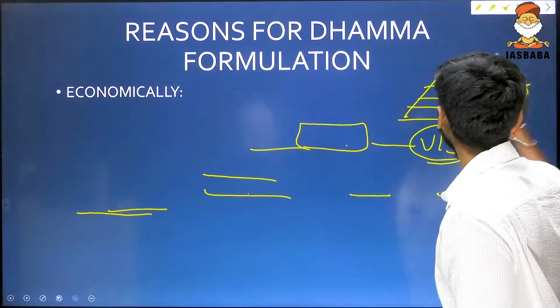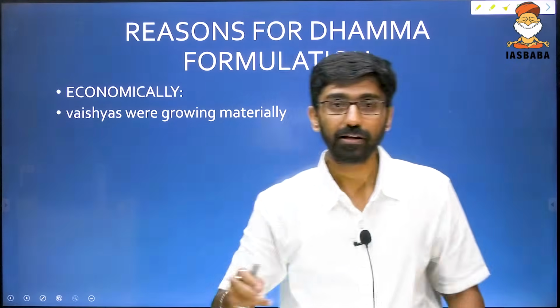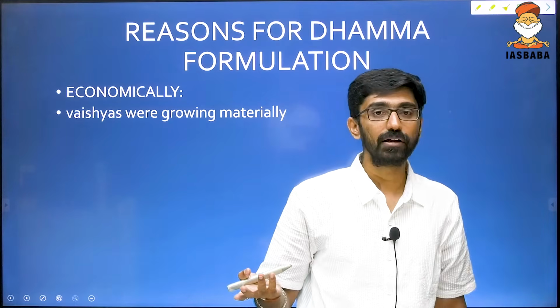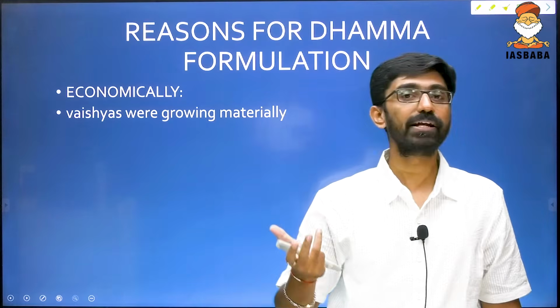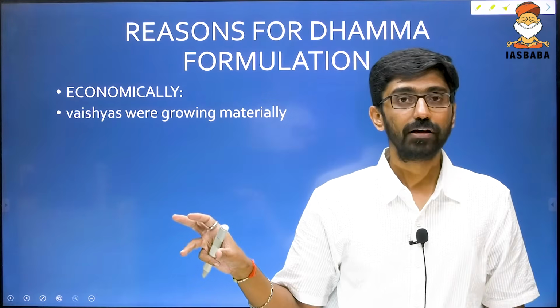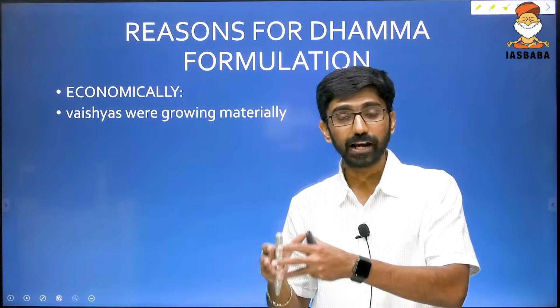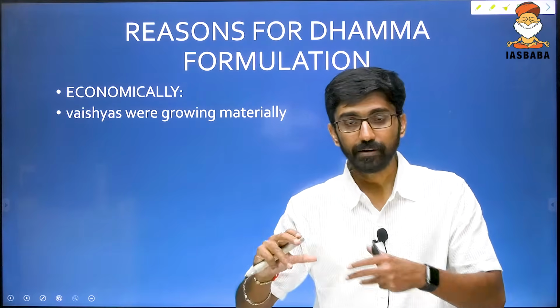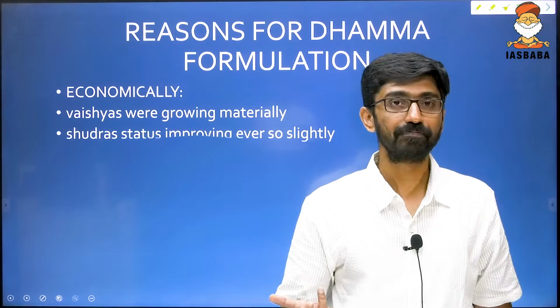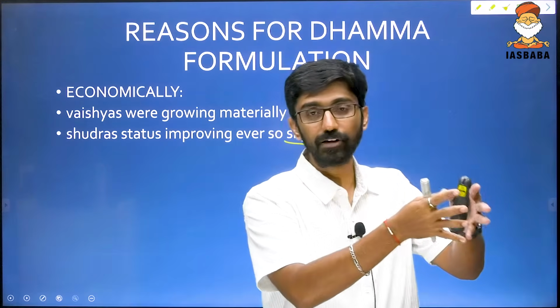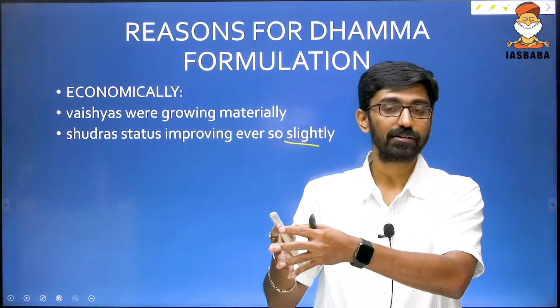aspect. What is economical? Like I already mentioned, it was the second urbanization time period, 600 to 300 BC. Now it is increasing during 300 to 200 BC. Now Vaishyas, their position was growing very materially because they are the agricultural community. They were the merchant community. We talk about different trade routes like Uttarapatha, Dakshinapatha. Because of all those things, their material life was increasing very rapidly. And Shudras' status was also improving because Shudras evolved from being slaves to agriculturalists.